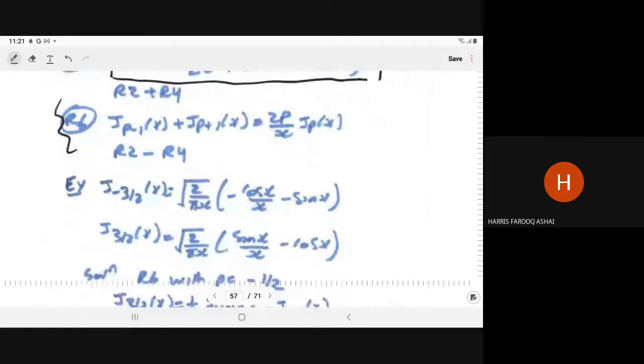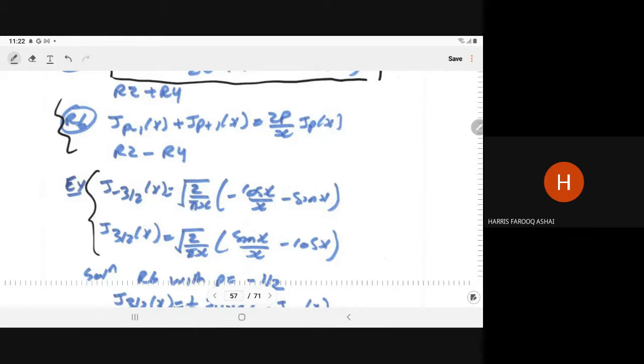So let us have these two questions. Find the value of J of minus 3 by 2, because you know now the values of J half and J minus half. J of minus 1 by 2 is equal to root of 2 upon pi x into cos x, and J of 1 by 2 is equal to root of 2 upon pi x into sin x. So as I have told you, we have to use recurrence relation 6.